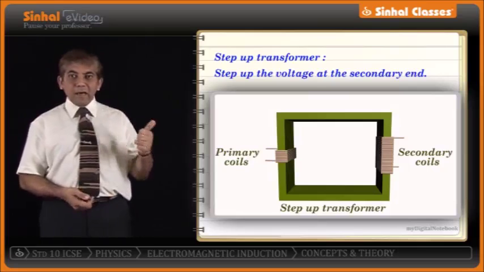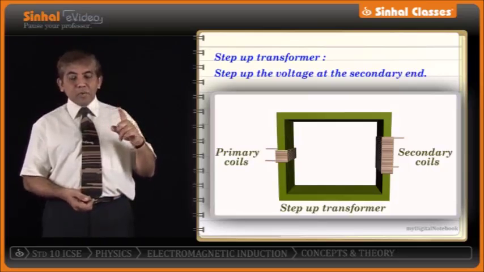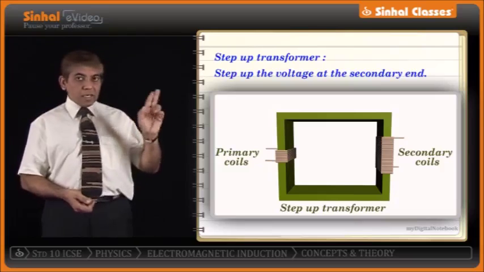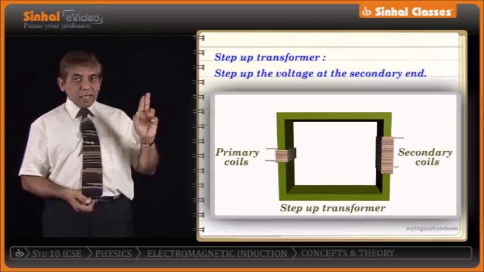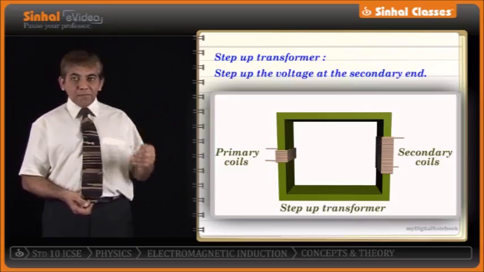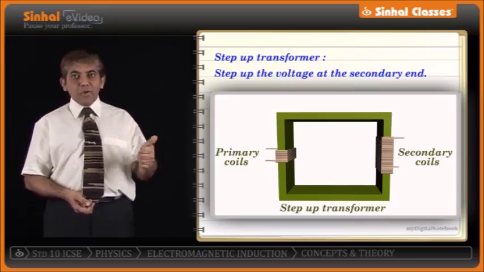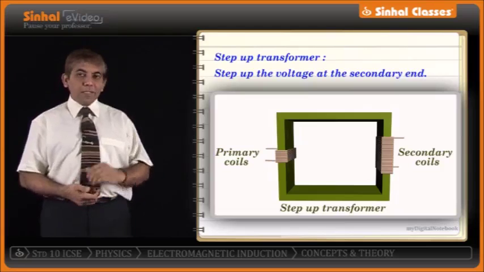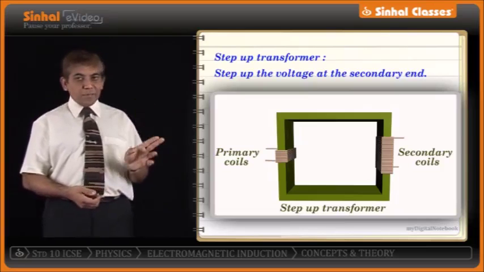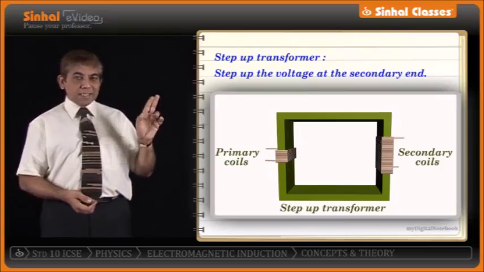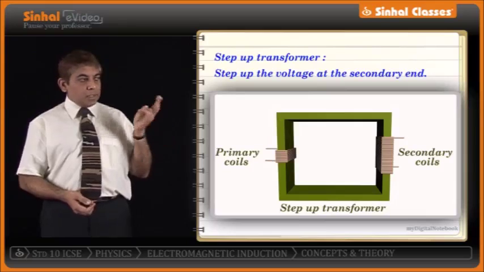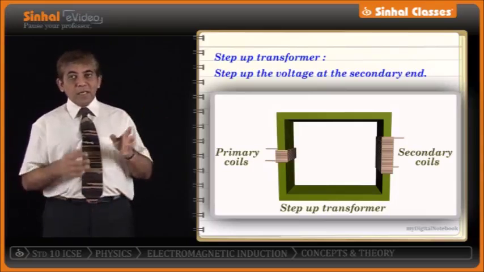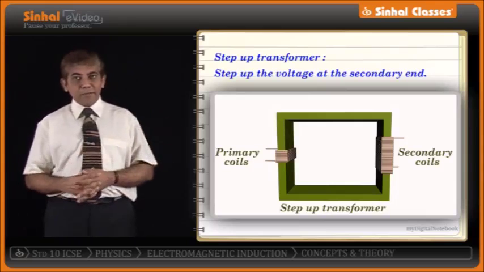Why? Because we say E is directly proportional to the number of turns of the coil. That means greater the number of turns of the coil across the secondary as compared to primary, more is going to be the output voltage. True or false? True. As a result, we see that in a step-up transformer, the number of turns in secondary coil is more than the number of turns in the primary coil. This is one of the differences between a step-up transformer and a step-down transformer.